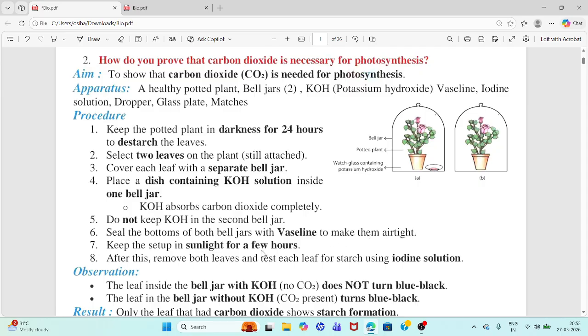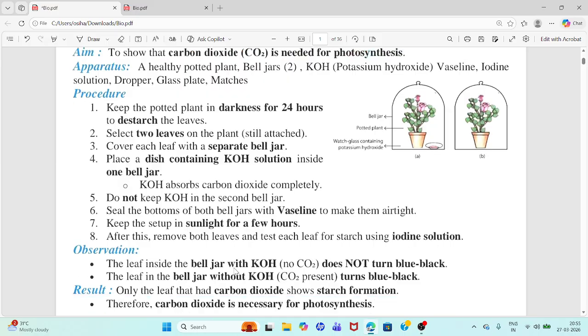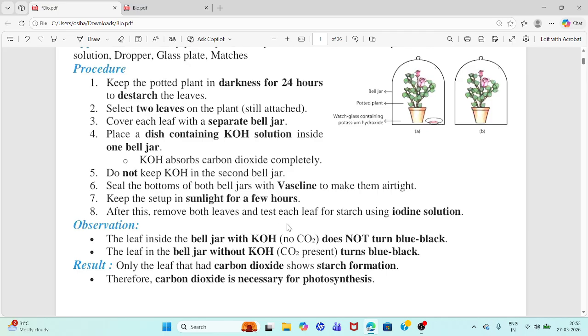Keep the setup in sunlight for a few hours. Eighth point, after this, remove both leaves and test each leaf for starch using iodine solution. You have to test each leaf.